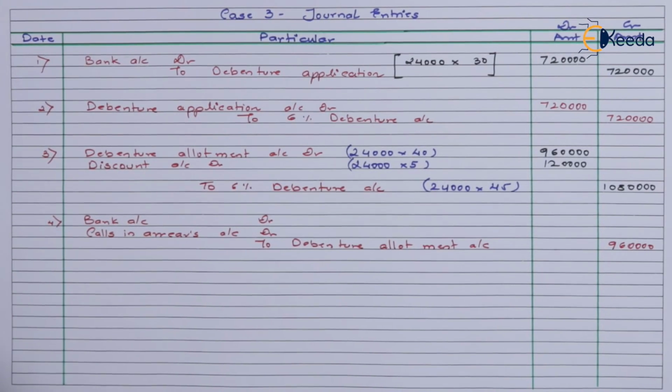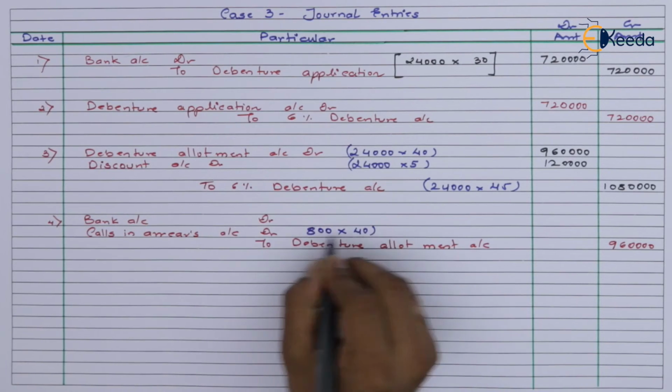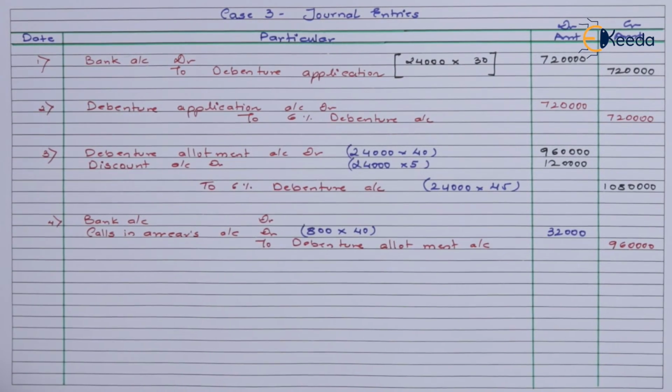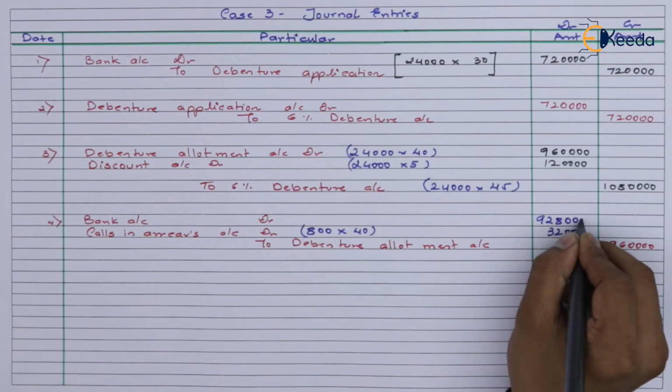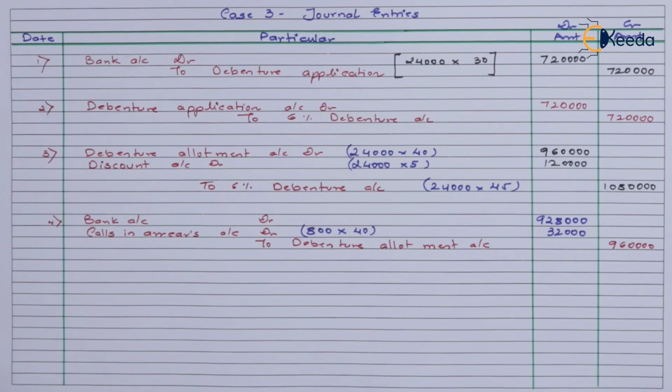Now 9,60,000 is the expected amount. 800 debentures didn't pay up the allotment money, so we'll mention that accordingly. That means out of 9,60,000, we didn't receive 32,000, so that much will be subtracted, whatever is left in our bank account.